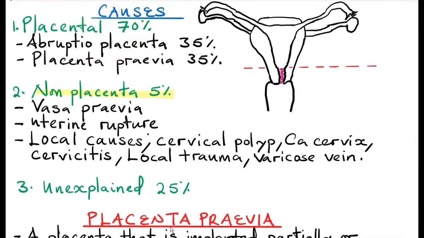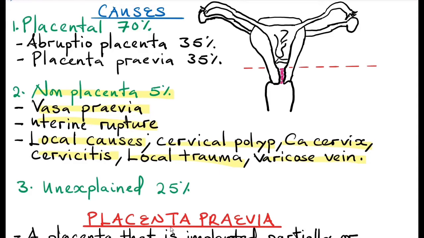5% of the cases are non-placental in origin, including vasa previa, uterine rupture, local causes like a cervical polyp, cancer of the cervix, cervicitis, local trauma, or a bleeding varicose vein. So what happens in vasa previa is you have a fetus here, and there are fetal blood vessels that are abnormally running across the internal os or just above the internal os. In uterine rupture, you have a rupture of the uterus.